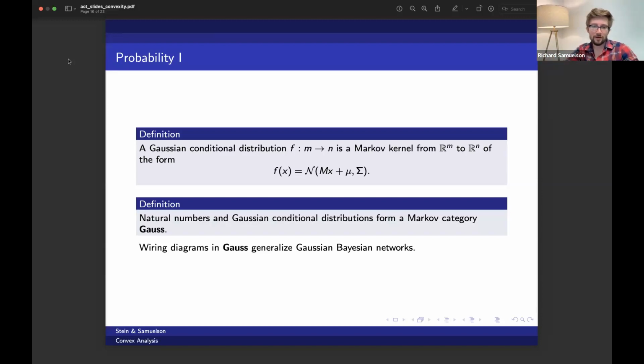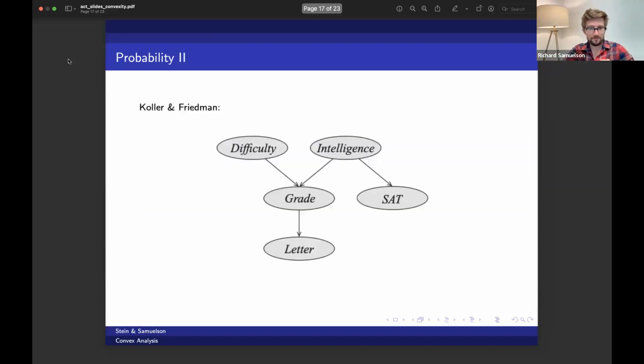Intuitively, wiring diagrams in Gauss generalize Gaussian Bayesian networks. This is an example of a Gaussian Bayesian network. What you should think of when you see this is that the nodes are wires. And if two nodes are connected by an arrow, then you have a morphism between those wires in the direction of the arrow. So this is sort of a dual representation of a wiring diagram, although not all wiring diagrams can be represented in this way.